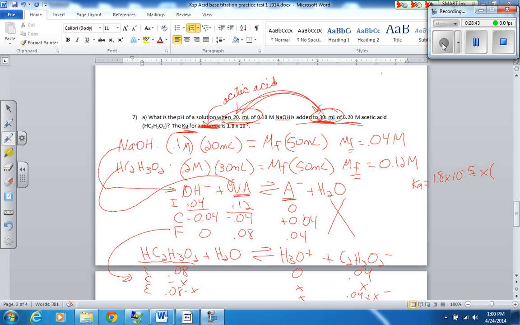What do I assume about this right here? I assume X is really tiny. So anytime adding or subtracting X, I'm going to assume X is tiny if K is tiny. So this becomes just 0.04 divided by the reactants, 0.08. So this becomes 3.6 times 10 to the minus 5 is X.